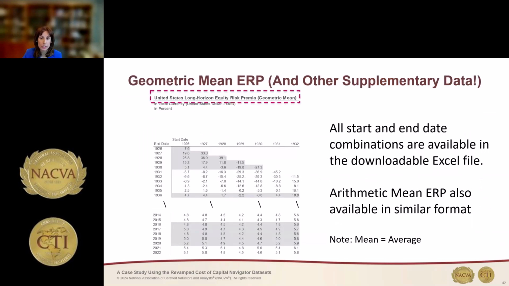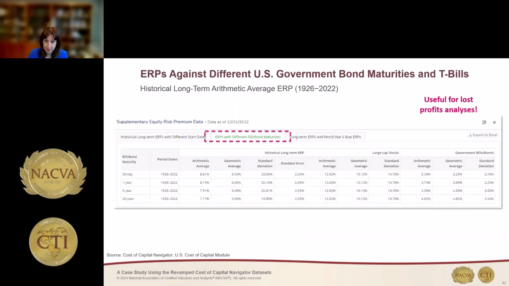It's transparent, traceable, so that if you end up in court, you're able to trace all of this. And this same exact data exists in arithmetic average. This is just to show you what it looks like.